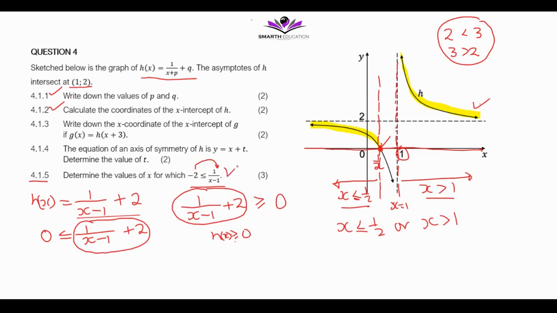Which is the solution for this? Negative 2 is less than or equal to 1 over x minus 1 when x is less than or equal to 1 over 2, or when x is greater than 1. Now, we can do this algebraically, but we don't usually use it. We just interpret the graphs. But if you want, you can continue and watch how it is done algebraically.